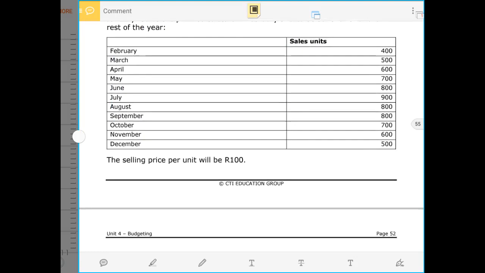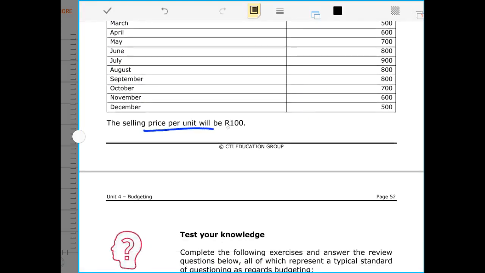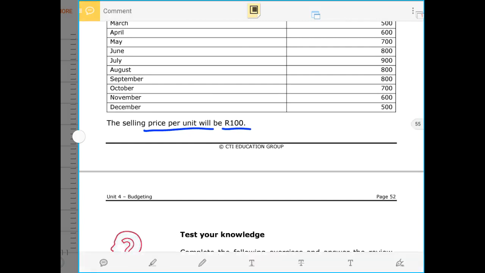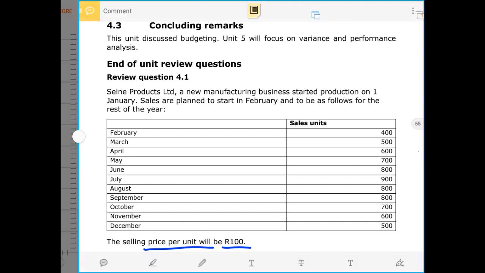Then we continue on that same note. They say the selling price per unit is 100 Rand. So when we calculate our sales revenue, we just multiply by 100, and that will give us the total sales for each respective month.